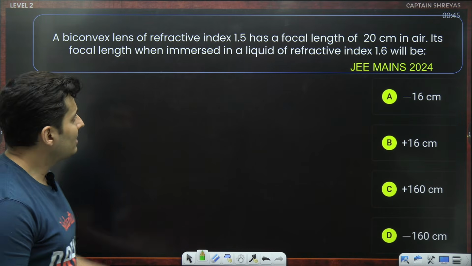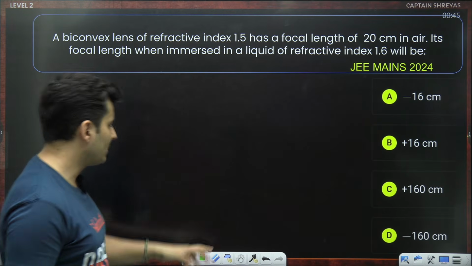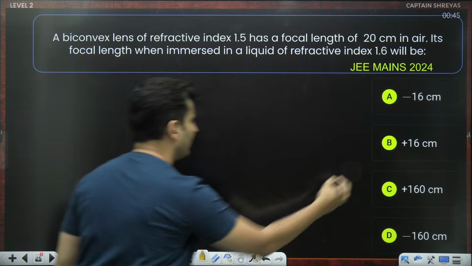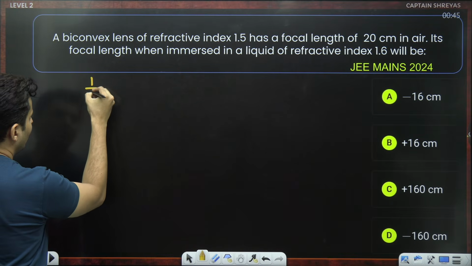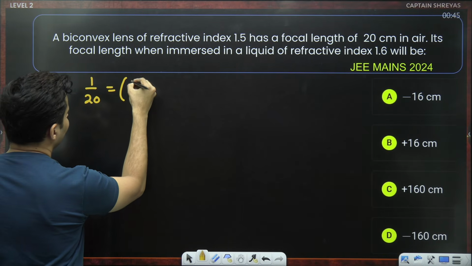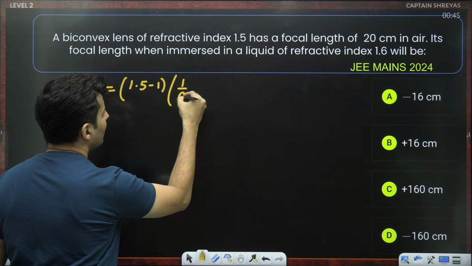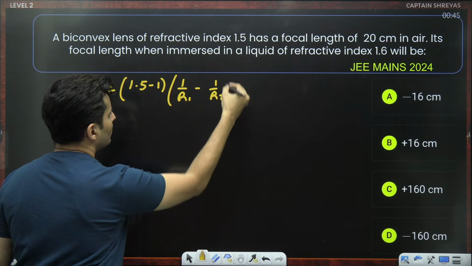A biconvex lens has focal length 20 in air. What is it when in some other liquid? This is also a very standard question. Use lens maker formula twice. First time the focal length is 20, which is refractive index 1.5 minus 1 into 1 by radius 1 minus 1 by radius 2.